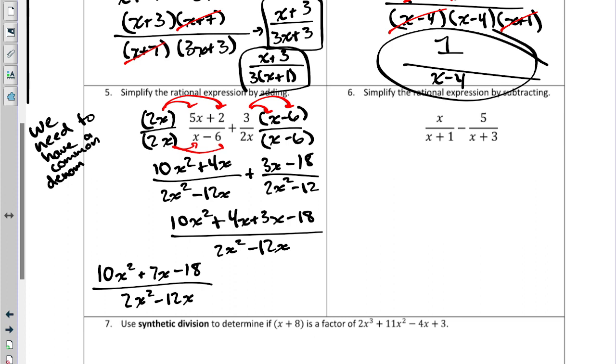Don't know if it works. Doesn't matter. I'm going to leave this as my final answer. Okay. We've put it all together. We've smushed it into one fraction. That's good enough for me.